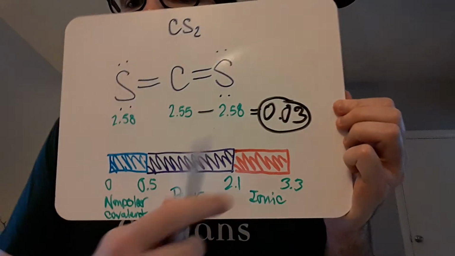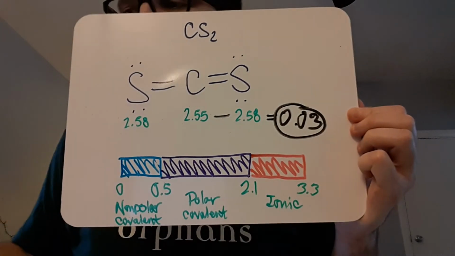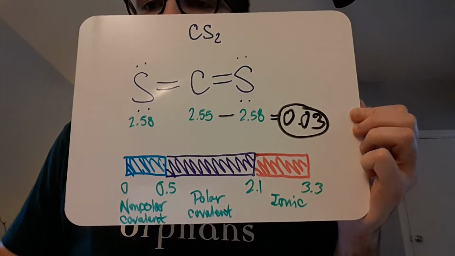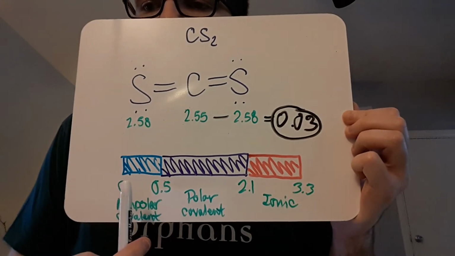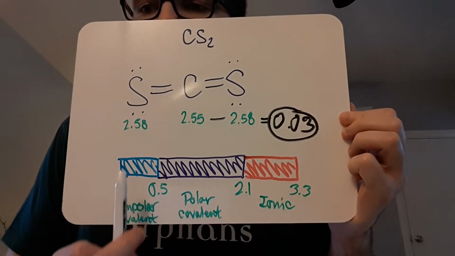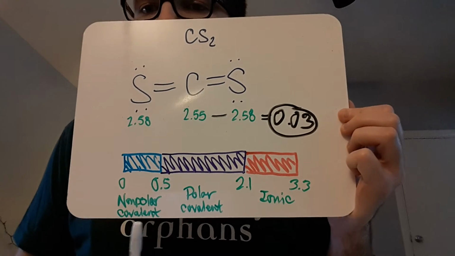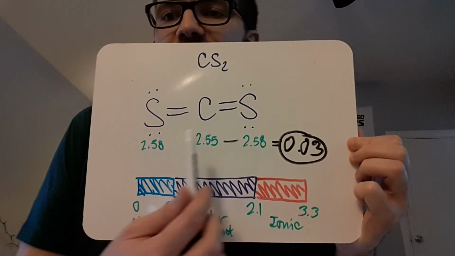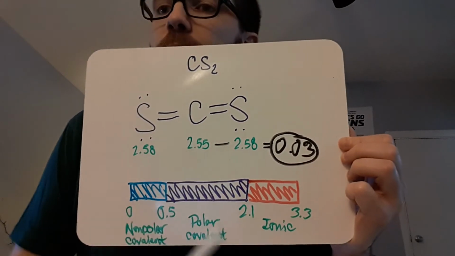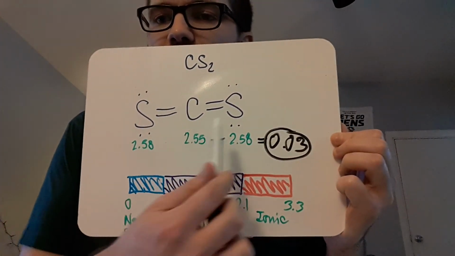Okay. So 0.03 is your difference in electronegativity there. So where does that fall on the continuum? Where does 0.03 fall? Really close to 0, right? So it's very close to 0. That would be in the nonpolar covalent range. So the bond between C and S would be nonpolar covalent. Both of them would be nonpolar covalent, both this one and this one.